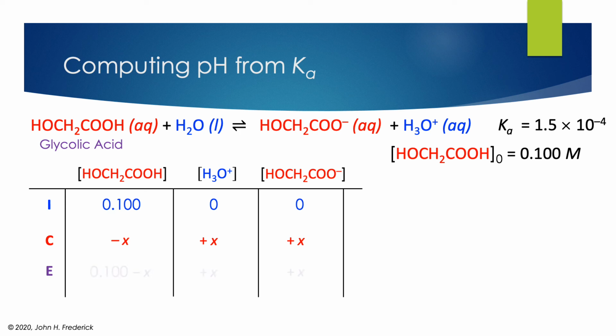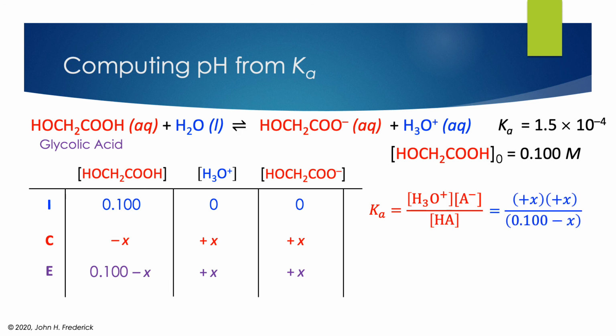Then we just add these two rows together to get the E row. So we'll have an equilibrium concentration of the glycolic acid of 0.1 minus x, and the equilibrium concentrations of the hydronium ion and the glycolate ion are both plus x. So now when I set up my equilibrium constant expression, this is what Ka looks like when we write it in terms of concentrations. If I substitute in the expressions from the E row of my ICE table, I will see that this equilibrium constant is just equal to x squared divided by 0.1 minus x. I need to solve that equation for x, which again I can do using any sort of mathematical manipulation program, or I can simply solve the quadratic equation.